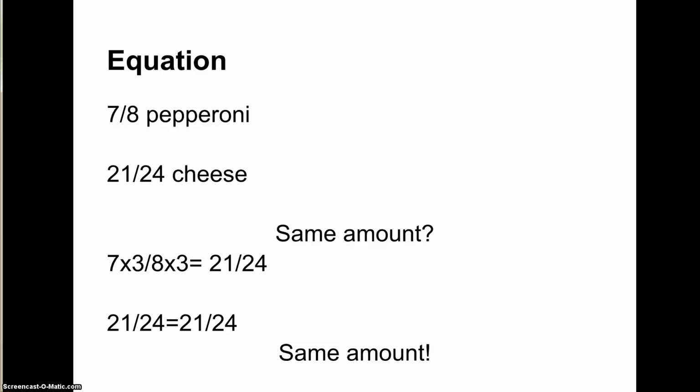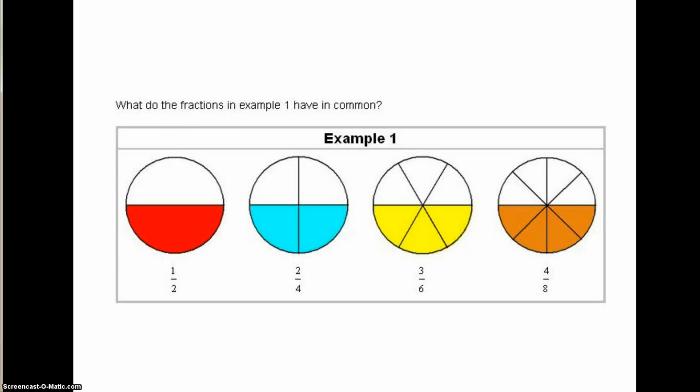Because we multiplied the bottom by 3, we also have to multiply the top by 3. 7 times 3 is 21. So, our new fraction is 21/24. This means that we have the same amount of pepperoni and cheese pizzas.